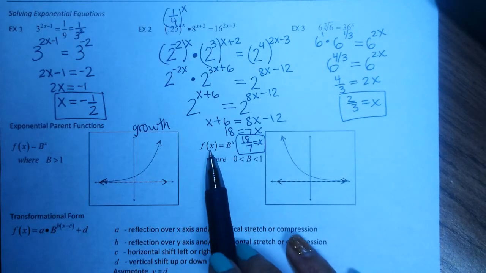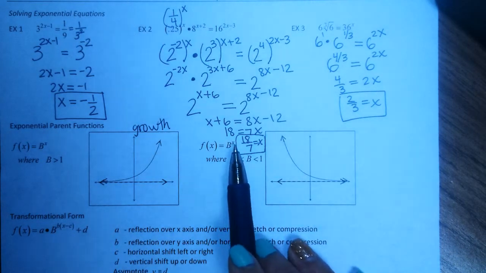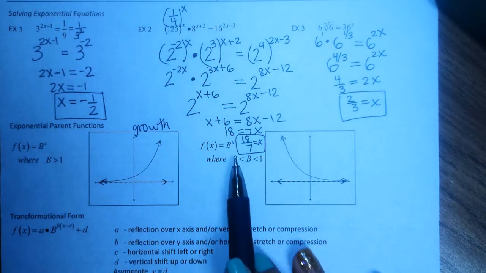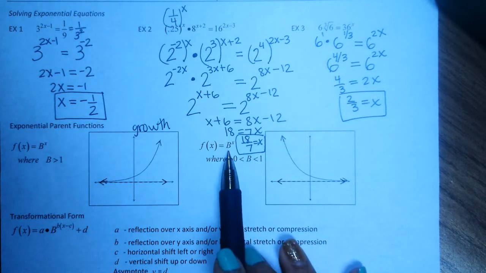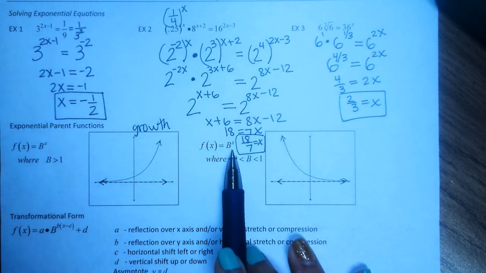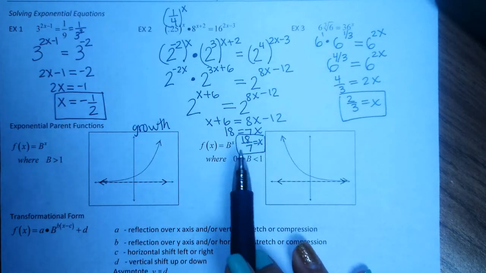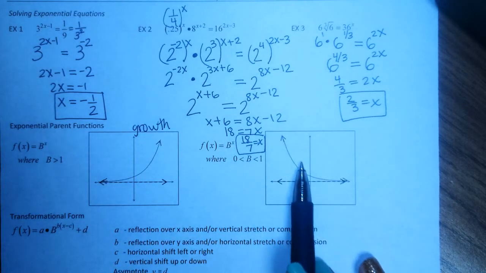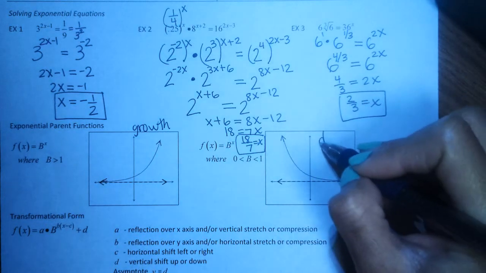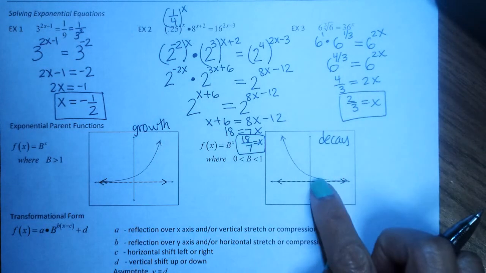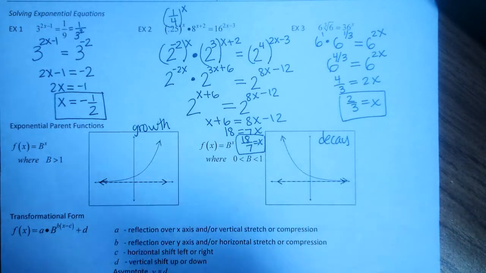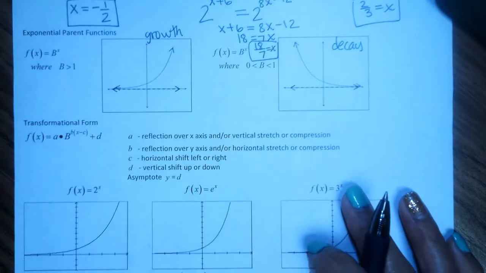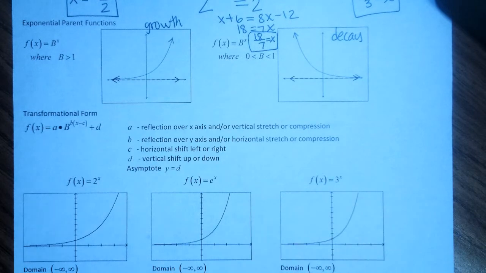Next, if you have a function f of x equals b to the x, where your base is positive still, but between 0 and 1, not including 0 or 1. So like if you have a fraction like 1/2 raised to the x or 1/4 raised to the x, your graph is going to look like this, and that's called a decay, because your graph is getting smaller and smaller as x increases. So growth, decay. Now we need to know how to graph these functions.